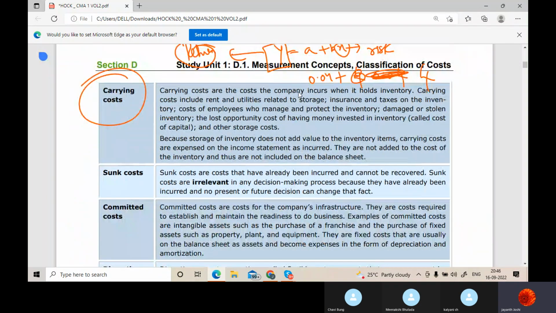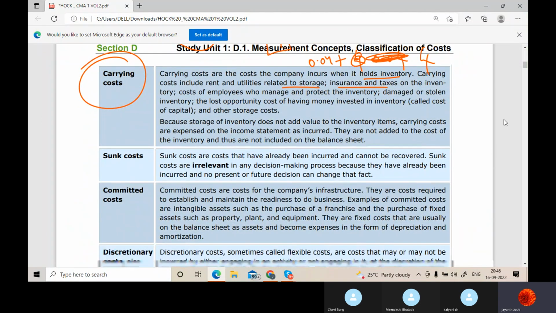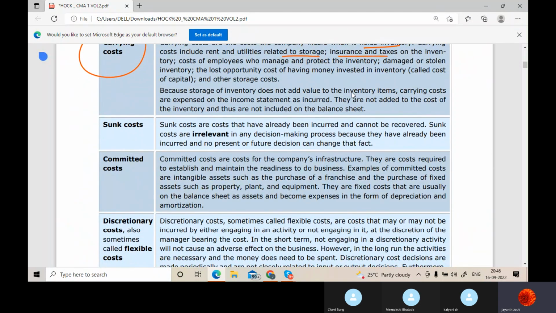Carrying costs are the costs the company incurs when it holds inventory, that means storage cost, insurance and other things. Sunk cost: whether you do some activity or you don't, these are the costs you're going to incur. Let's say Mr. A has bought a Mercedes Benz car. He has put that in his garage, and he is not using that car at any point of time, and he thinks that after 5 years I will be using this car.